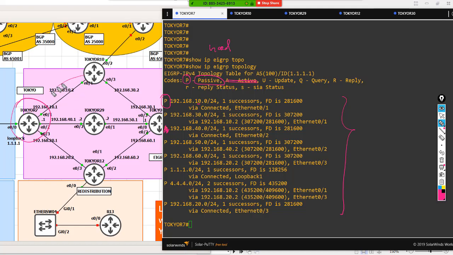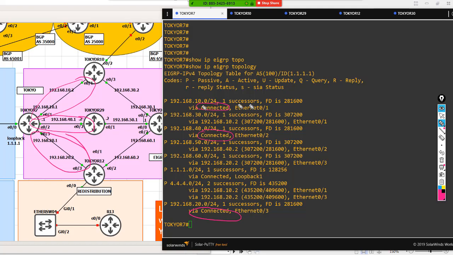Now where is the 10 dot network? That's this. To reach 30 dot network, where is 30? 30 is over here. To reach 40, where is 40? 40 is here. To reach 20, we have 20. So you will observe one common thing when you are seeing EIGRP on the directly connected interface, they show as connected. Agree? Because they are directly connected.